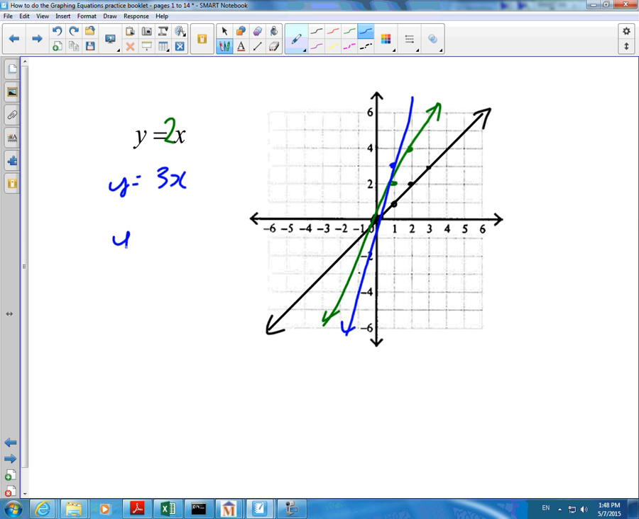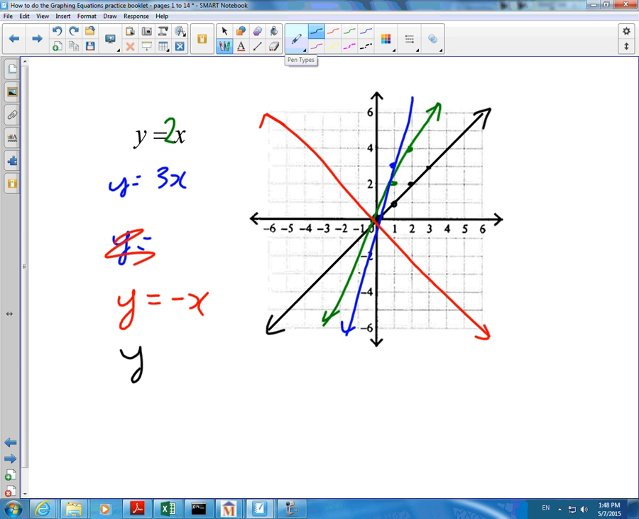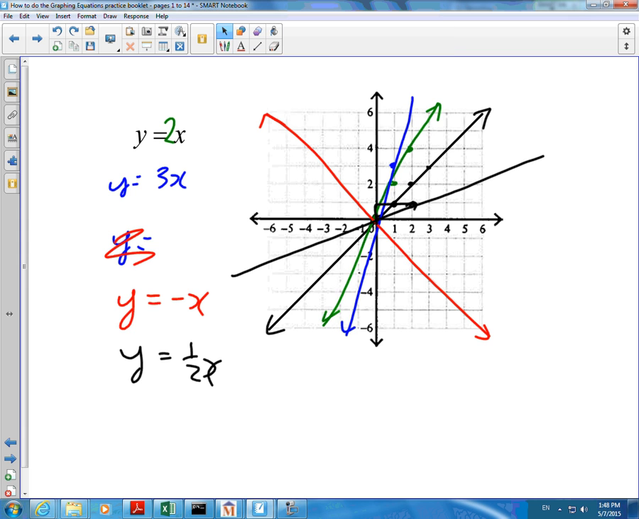And if I had y equals, let's do it in red, if I had y equals negative x, it would be the same as the black line, only in the other direction. And if I had something like y equals 1/2 x, well, then it's half as steep as my original black line, and it goes through 1 up 2 over. So that's kind of the way I think about graphing lines.